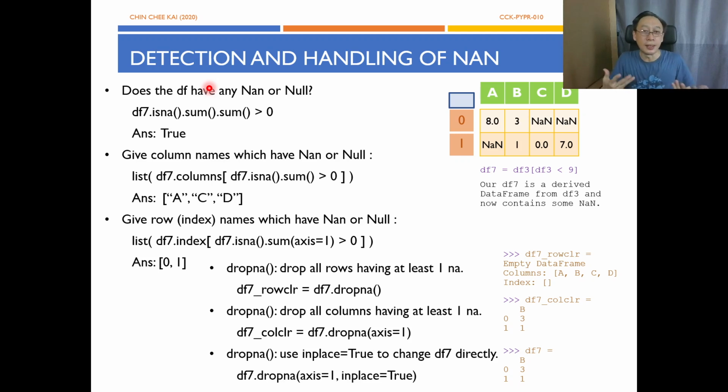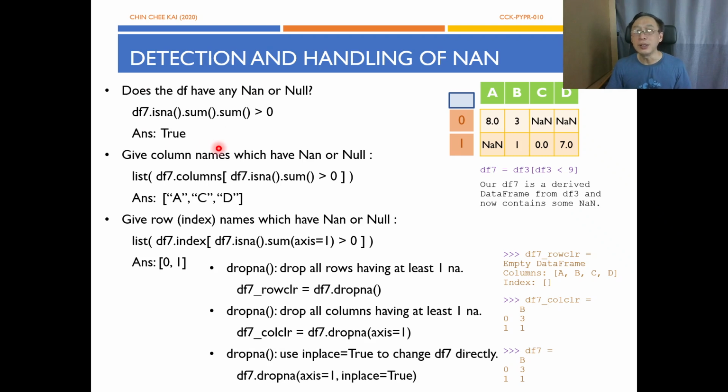So is my data clean against nan and null? To answer that question, just run this. So data frame dot is na dot sum. Is it greater than 0? So if it's true, then it has na, and then you begin your cleanup. Okay, so we need to ask, is there a problem, right? So is there a problem with na and null?